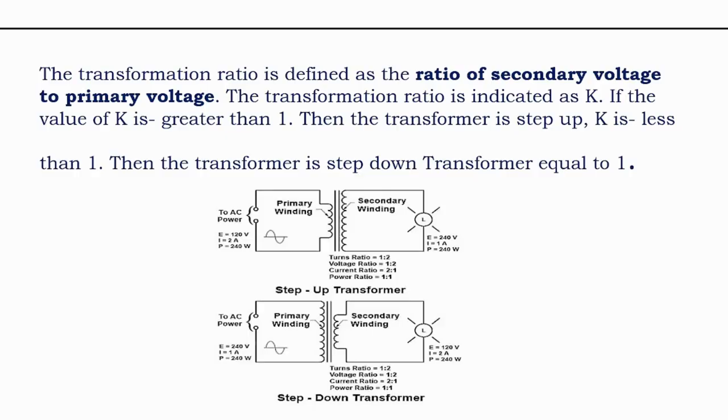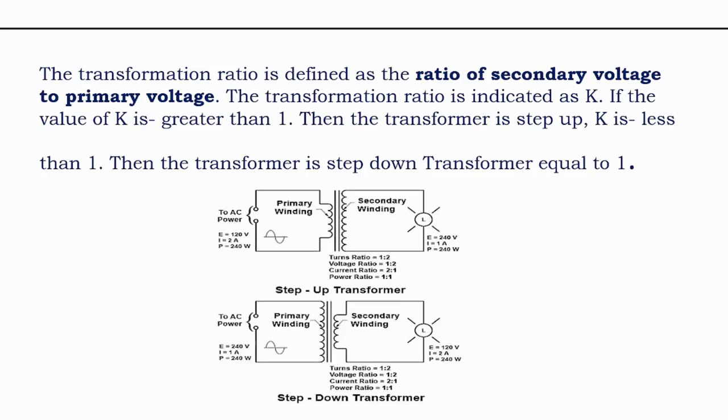What are the parts of a transformer? First, we have seen this one. The transformation ratio is defined as the ratio of secondary voltage to primary voltage, as I said, and it is indicated as K. If the K value is greater than 1, then the transformer is a step up transformer. If the K value is less than 1, then it is a step down transformer.